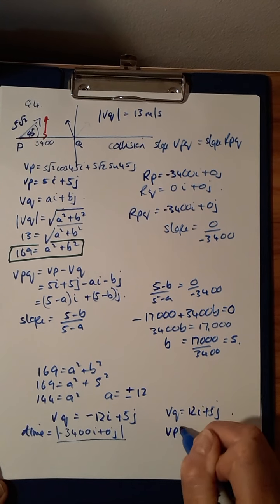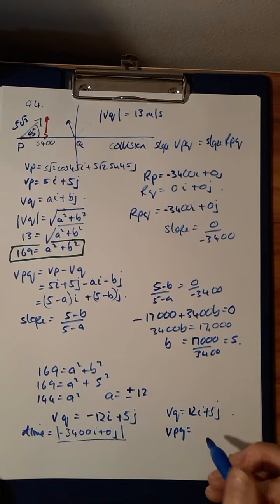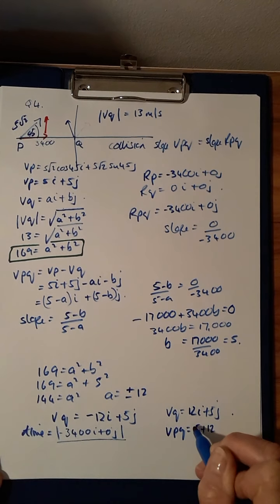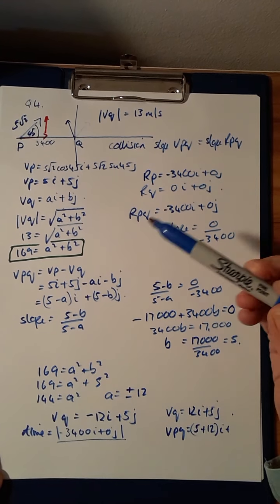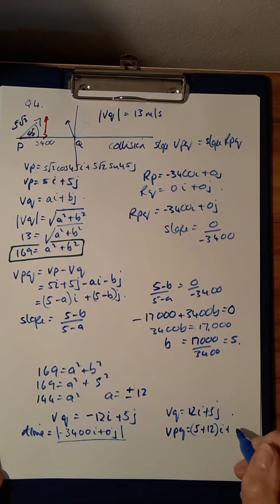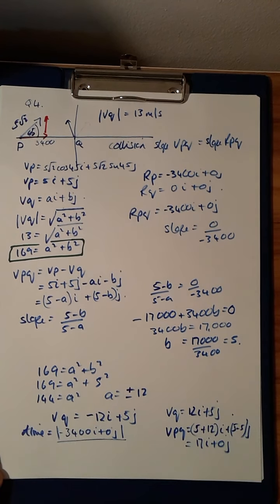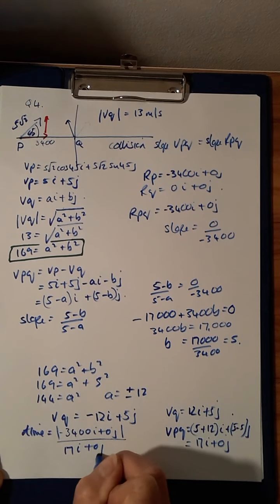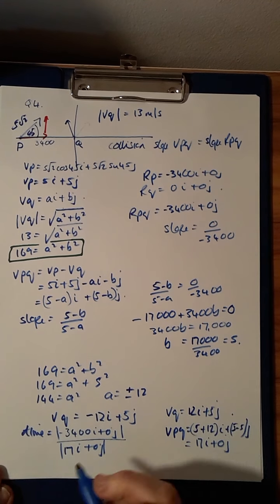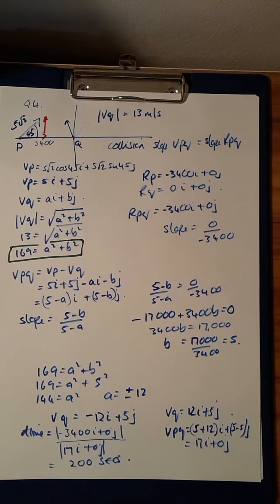So the VPQ is equal to 5 minus a will give me, if I take this version here, 5 minus minus 12 will become 17 in the i direction, plus the j direction will be 5 minus b, which of course is 5 minus 5 in the j direction. So this will be 17i plus 0j. And when I put that over here and get the modulus, how many times will that 17 go into that? If I square it and get the square root, that will go in 200 times. So it's 200 seconds to collision.